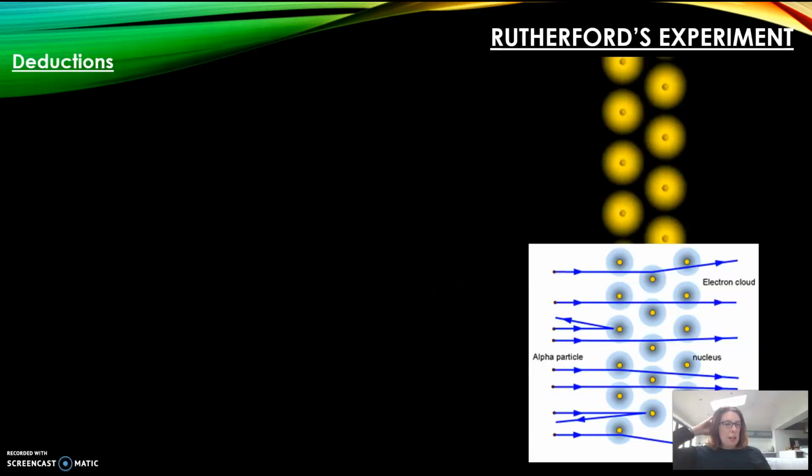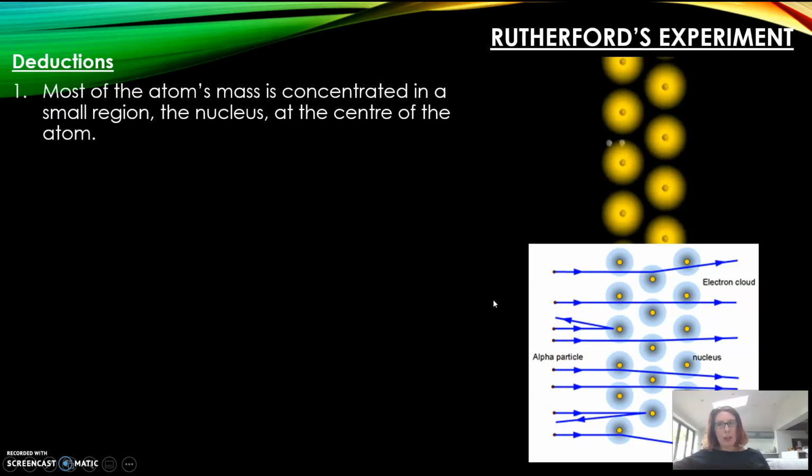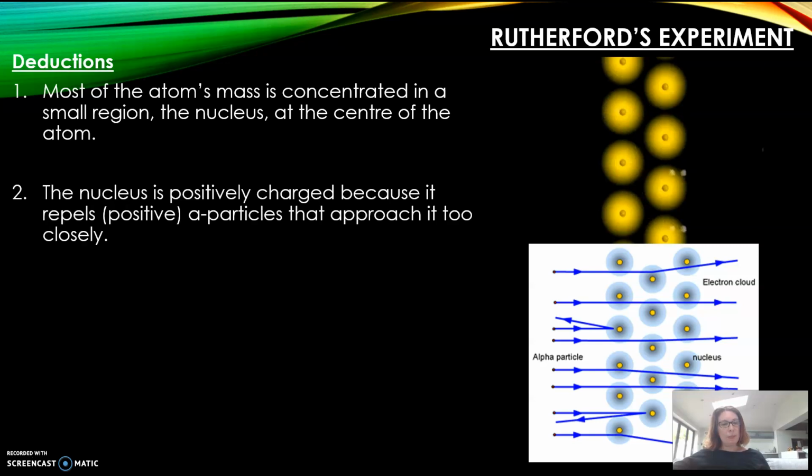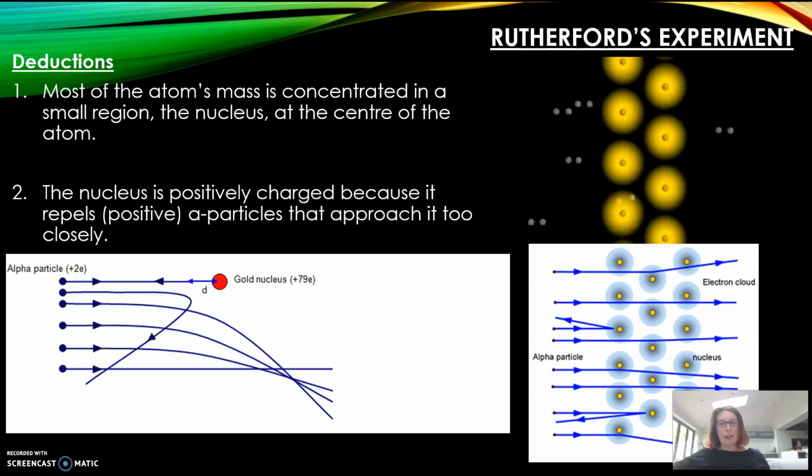So what did he deduce from that? What were his conclusions? Here again you can see the GIF of the particles going through. Most go straight through, some of them deflected at an angle, 1 in 10,000 deflected backwards. He said most of the mass of atoms is concentrated in a very small region called the nucleus at the centre of the atom. The nucleus must be positively charged because it repels the alpha particles, which are also positive, that approach it too closely.